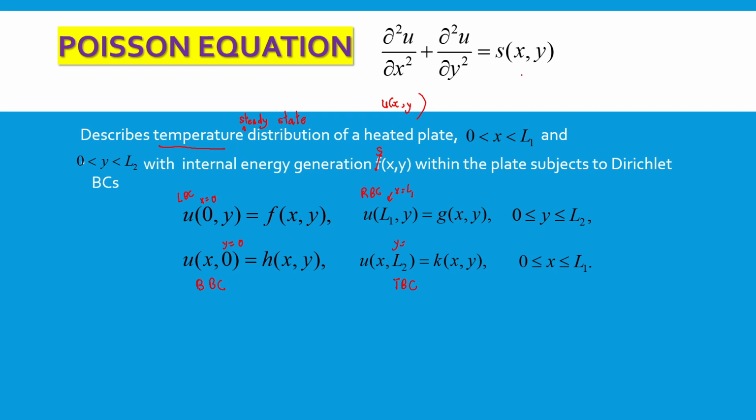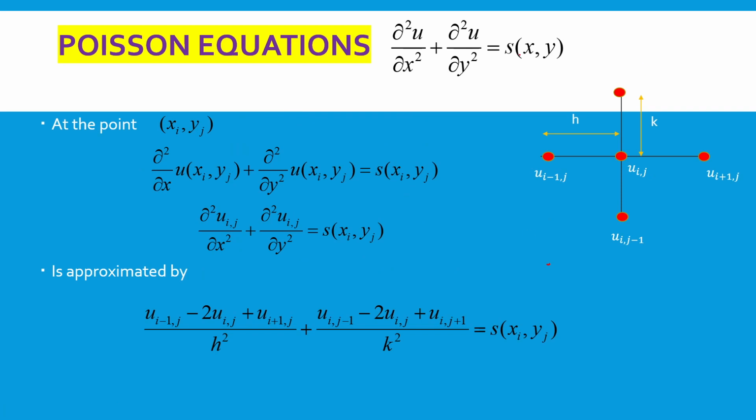So Laplace and Poisson, the difference is Laplace is without energy generation s(x,y). So for the Laplace equation, the right hand side is equal to 0. But for the Poisson equation, the right hand side can be a constant value or a function of x and y. And then for the Poisson equation, we are going to approximate it using the finite difference method at the point xi, yj. So u at the point xi, yj can be simplified as uij.